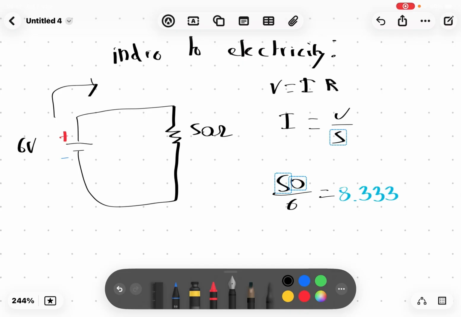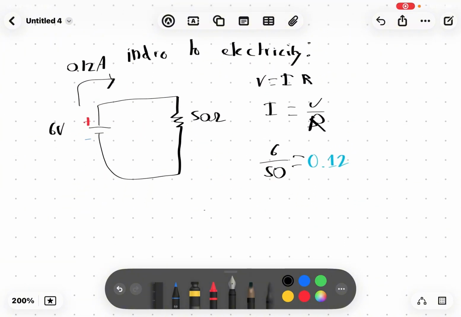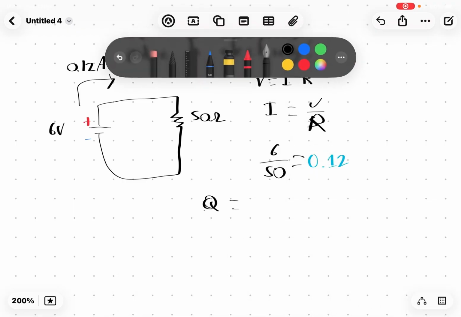Wait, oh no, sorry, that was wrong. So the voltage first, then the resistance. Don't make my mistakes. So 6 divided by 50 is 0.12 amps, and then we're also able to find out the charge if we need to. So charge, which is Q, Q equals IT. There are other formulas, but this is the main one.